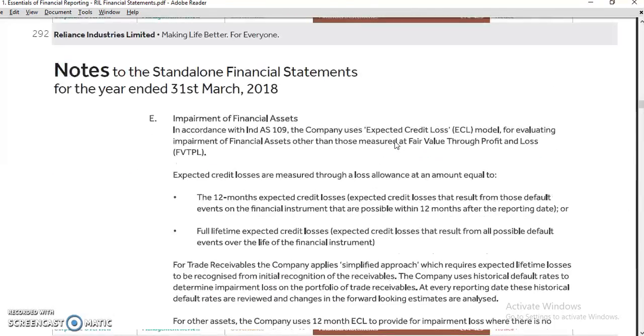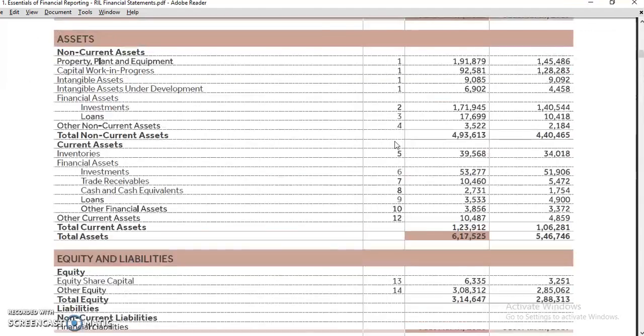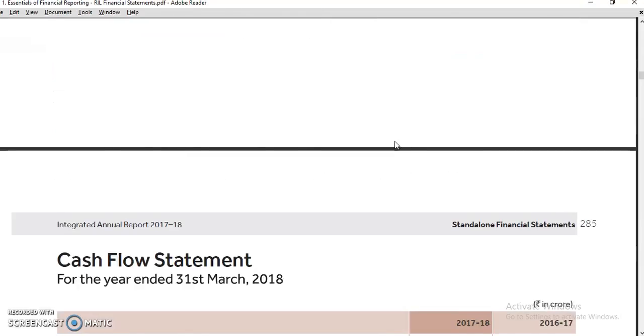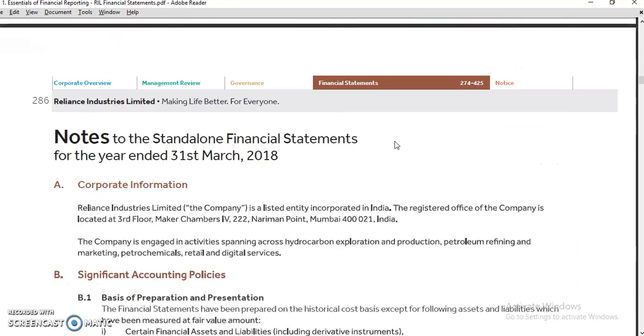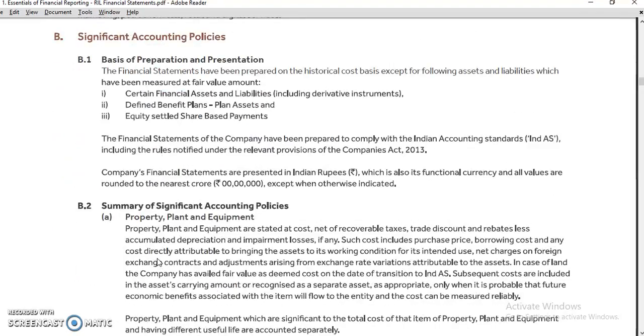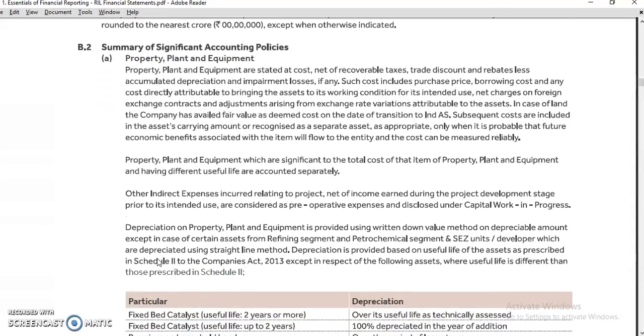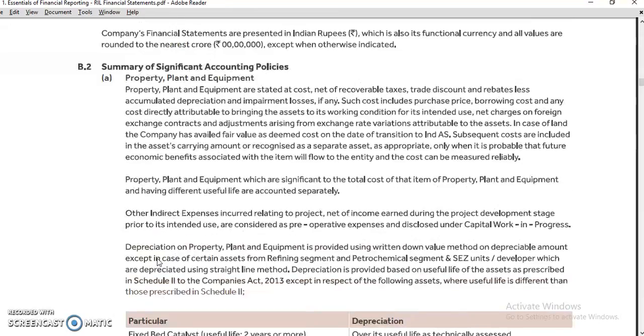Here we can see in the notes of accounts, companies usually have the corporate information, then significant accounting practices and significant accounting policies. Here you will see the policies, how they are charging the depreciation. Property, plant and equipment are stated at cost, net of recoverable values. The depreciation on property is charged using the written down value method.